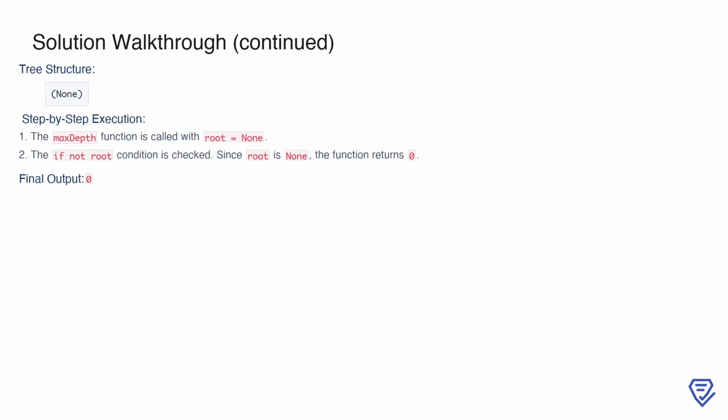Finally, let's consider the case of an empty tree. Here, the input has no root node, so root is equal to none. The maxDepth function is called with this input. The very first condition in the function checks if the root is null. Since it is, the function immediately returns 0. This result makes sense because an empty tree has no levels, so its depth is 0. The final output for this example is 0.